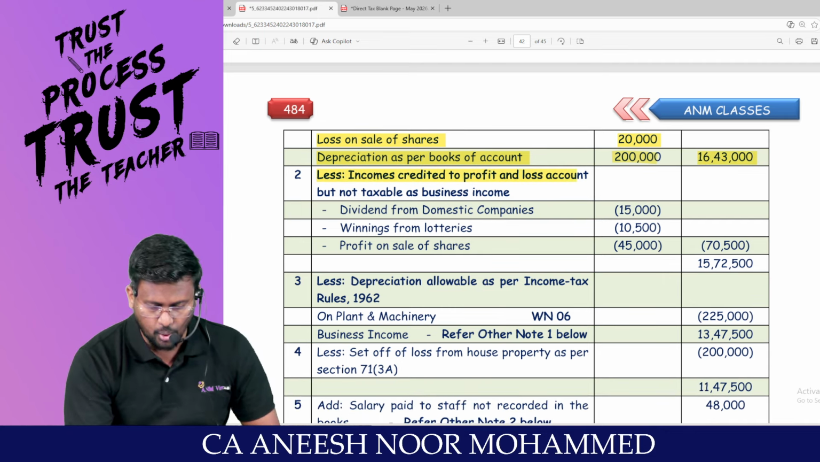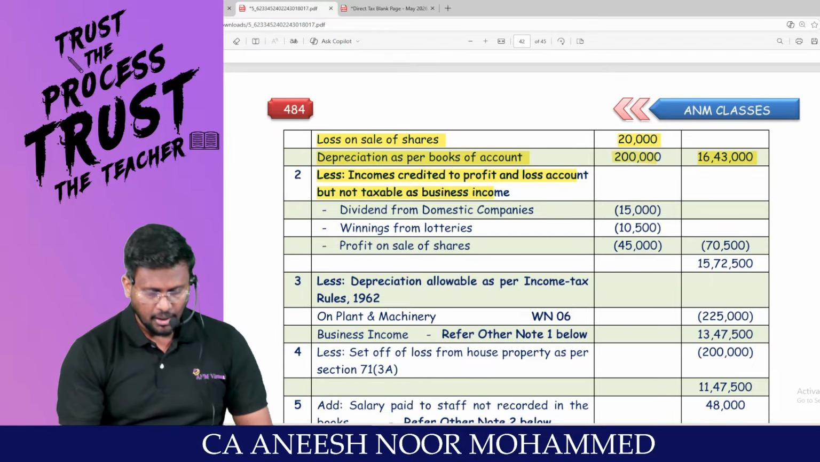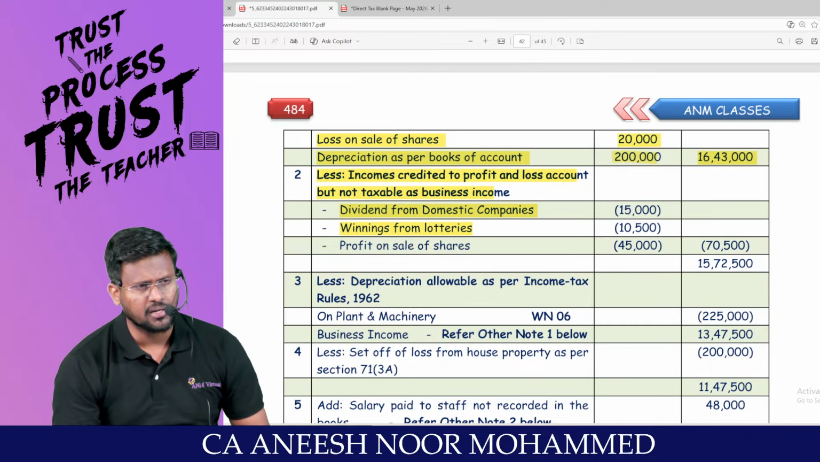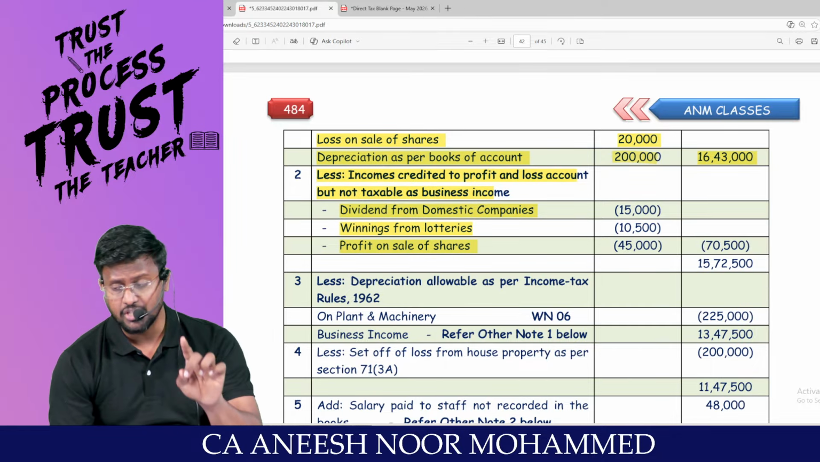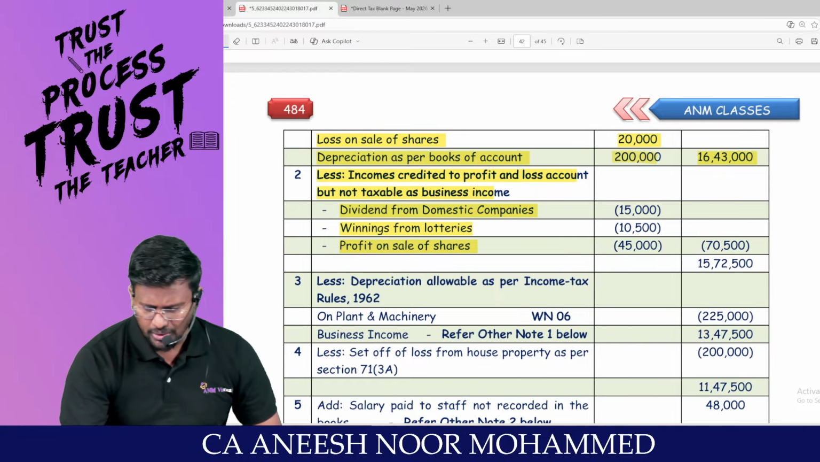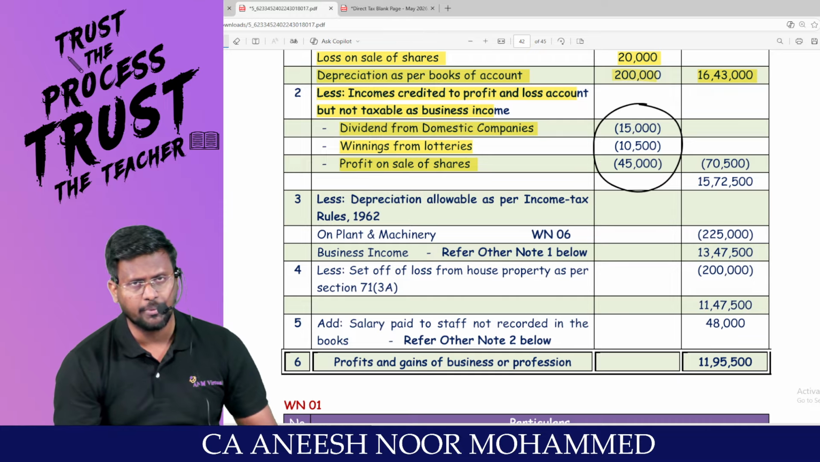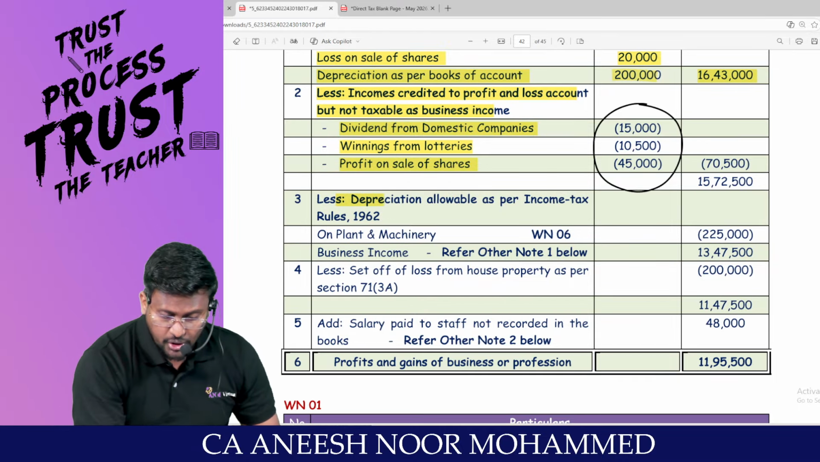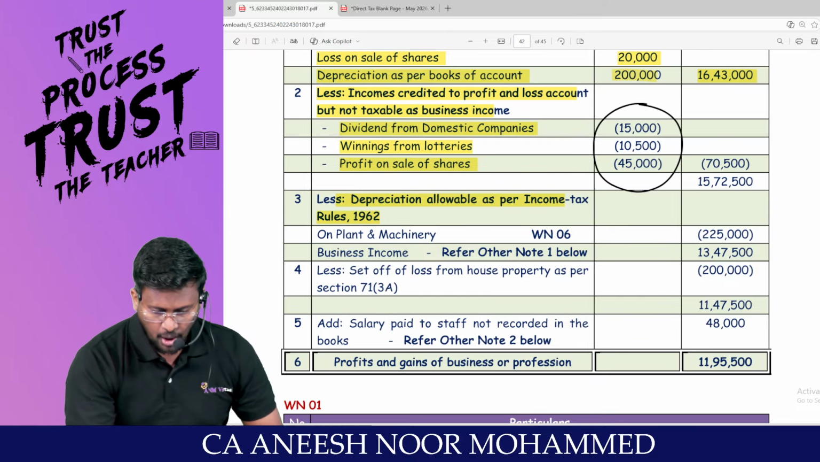Less: income credited to P&L but not taxed as business income. Dividend income should be taxed under IFOS. Winnings from lottery should be taxed under IFOS. Profit on sale of shares should be taxed under capital gains. So these are pakka pure impurities for PGBP, should be removed from there and should be taxed in the respective head. Less: depreciation allowable as per the income tax rules on plant and machinery.